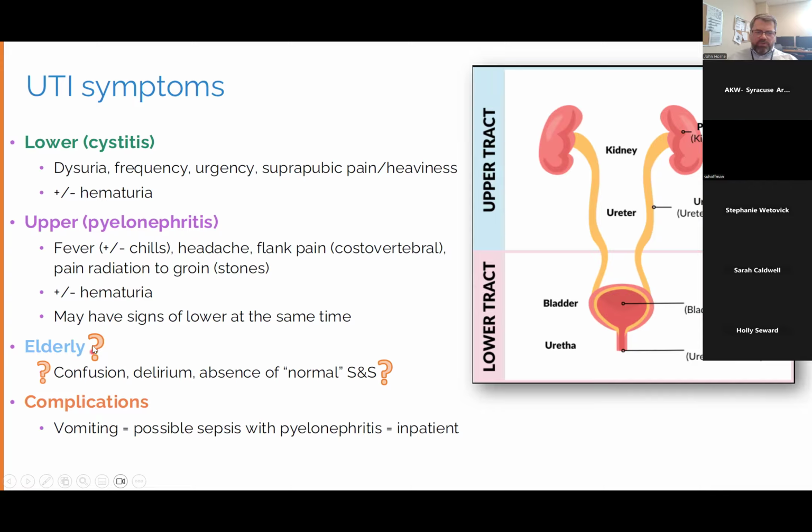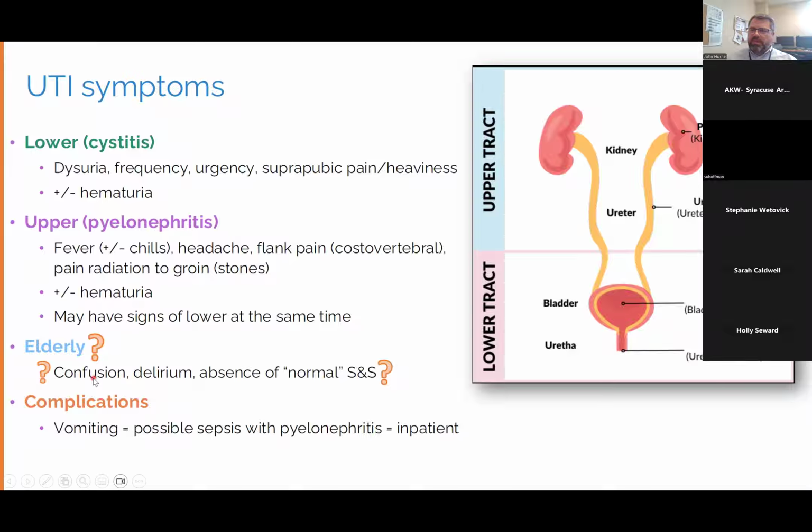Elderly, now I put question marks here: confusion, delirium, absence of normal symptoms. This has never been shown. So I know that people talk about this. This might be somewhat dogma. There are studies that try to see if confusion is one of the other ways that urinary tract infections can present in the elderly, and the studies aren't great. I would call them poor. They haven't shown a link between confusion, delirium, mental status changes and urinary tract infections.